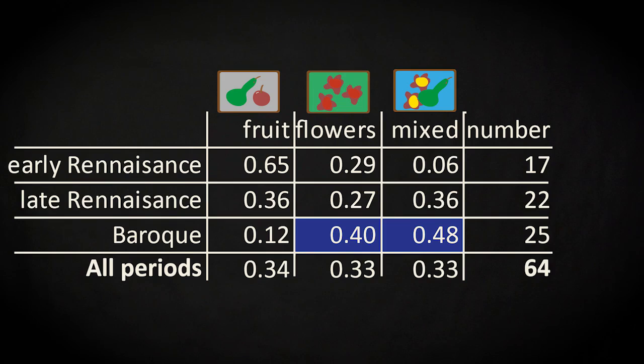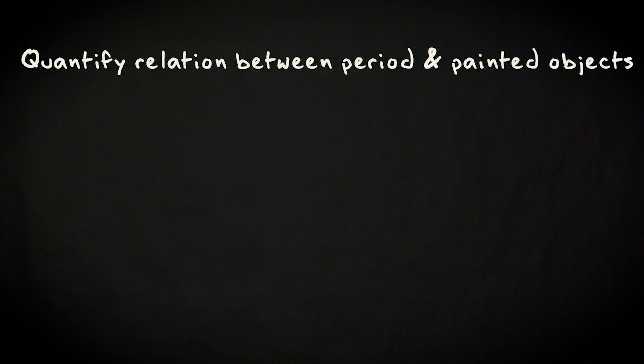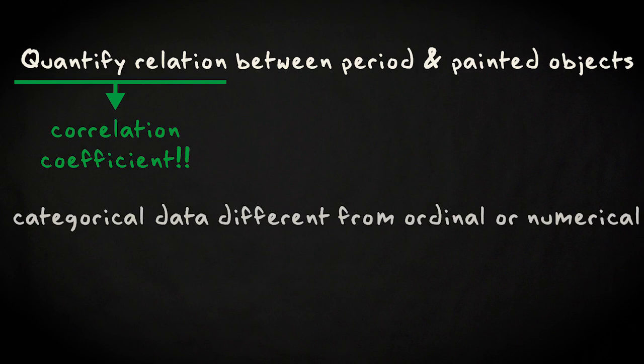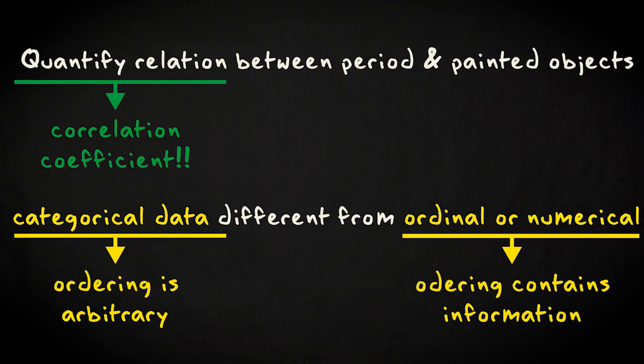I asked Paul whether he had an idea how to proceed to show that there is some sort of relation among the two variables. He suggested to calculate the correlation coefficient. I confirmed that it's indeed possible to calculate the correlation coefficient for this type of data, but also pointed out that categorical data are different from ordinal or numerical data in the sense that the ordering of the categories is arbitrary.